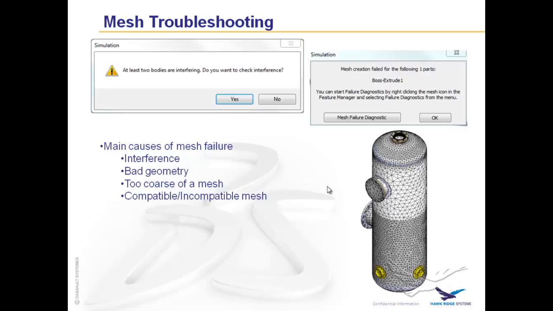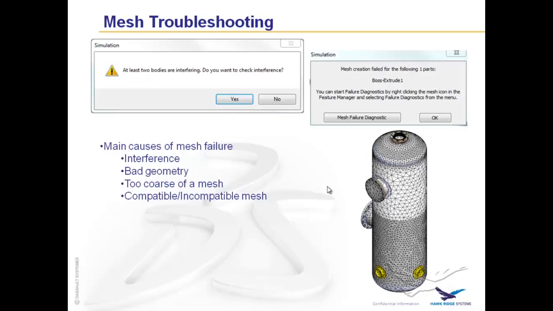The other cause of mesh failure is bad geometry. Now, I see this the most with imported parts. If you're bringing in IGES or STEP files, even Parasolid files, and you have some bad geometry, maybe some short edges or a bad face somewhere, you can see a mesh failure due to that.